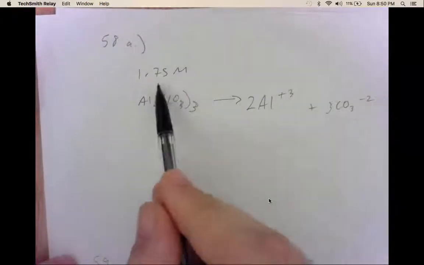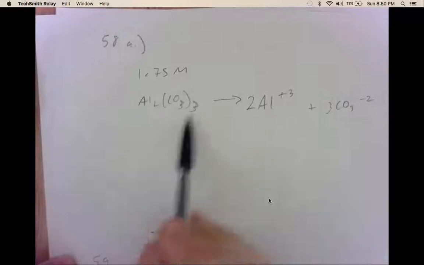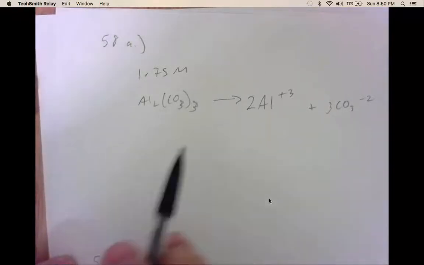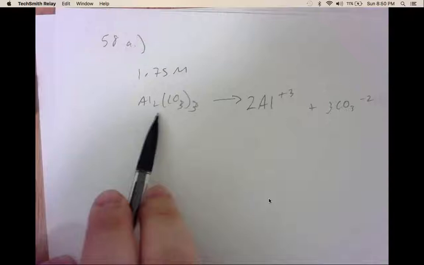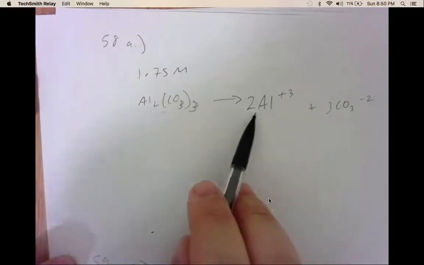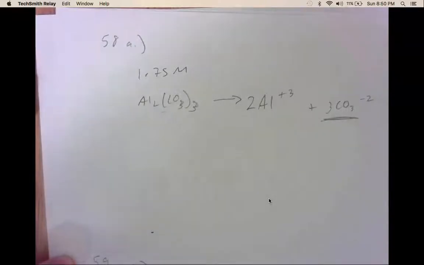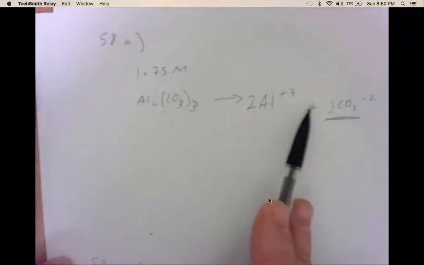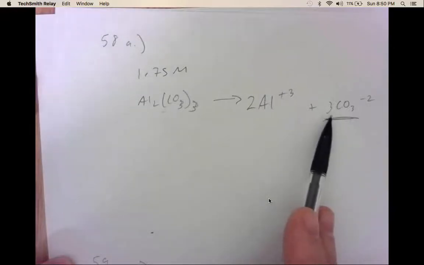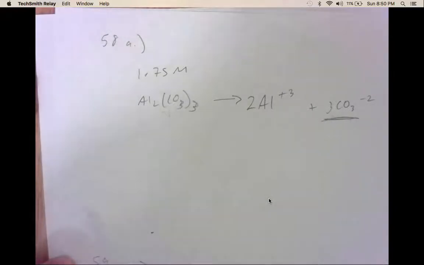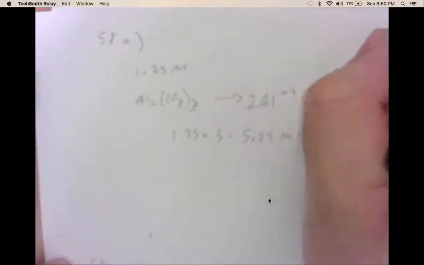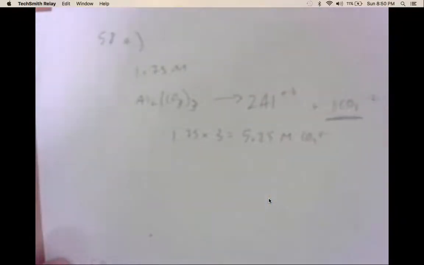The problem tells us that we have 1.75 molar solution of aluminum carbonate. Remember though, once you place it in water, it is no longer aluminum carbonate. It's its ions, aluminum and carbonate. And ultimately, we're trying to find the carbonate ions. You see here that you have a 1:3 ratio. So that tells us you have 3 times as much carbonate as you do aluminum carbonate. So we take the 1.75 and we multiply by 3. That gives us an answer of 5.25 molar concentration of carbonate ions.